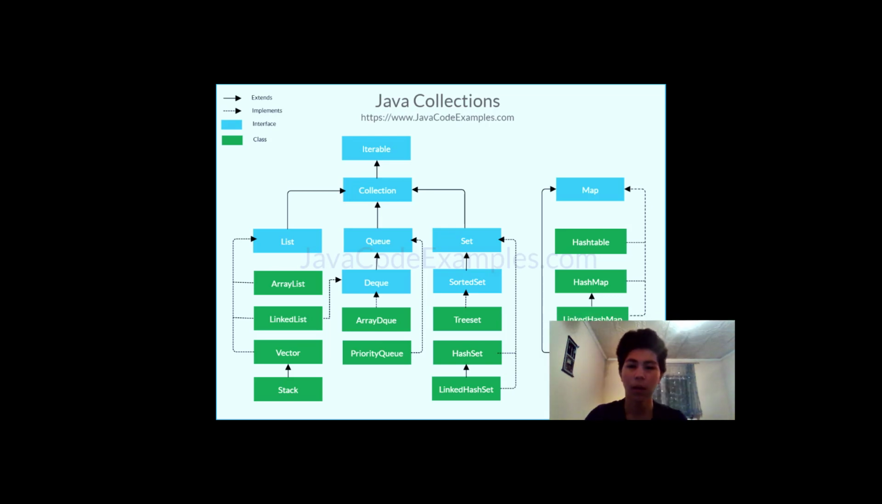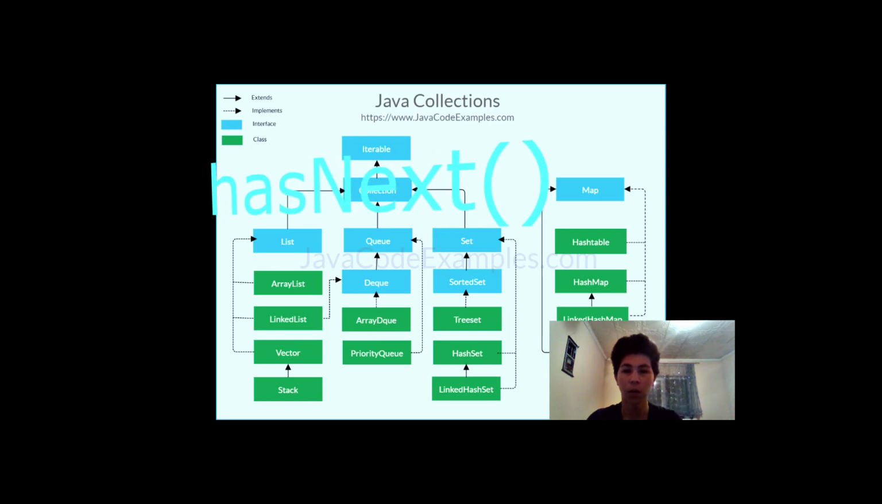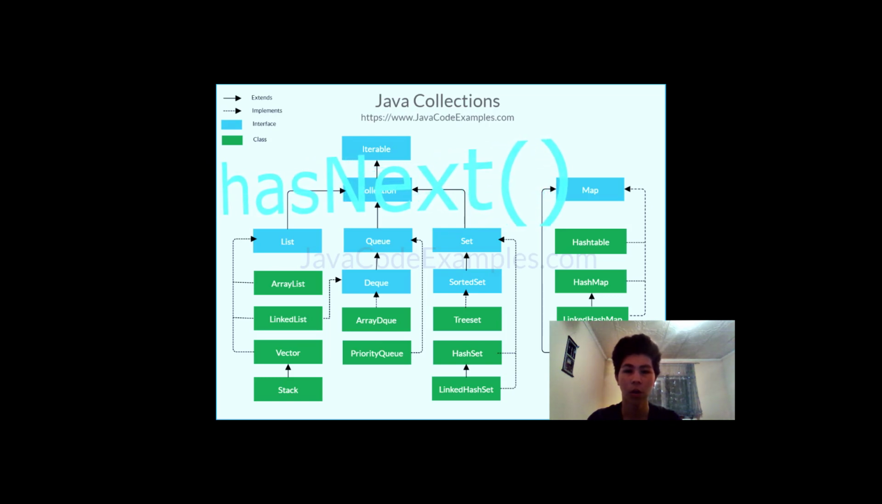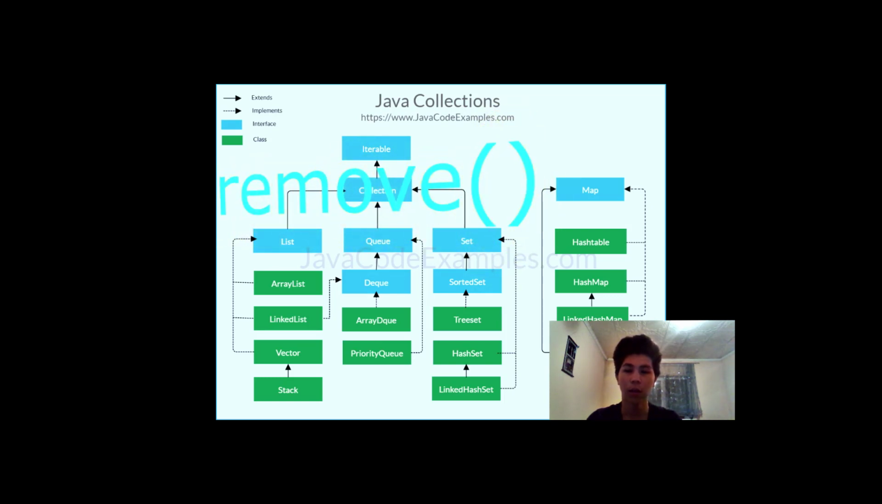Iterator. Iterator is a classic design pattern for walking through a data structure without having to expose the details of how data is stored in the data structure. Iterator has the next method. The next method provides sequential access to the elements in the collection. You can also use the hasNext method to check whether there are more elements in the iterator. And the iterator has the remove method to remove the last element returned by the iterator.